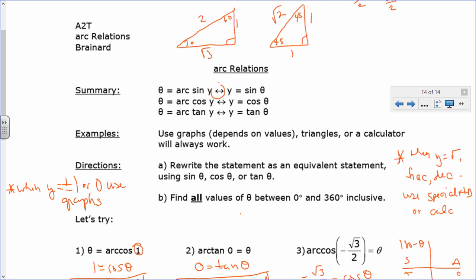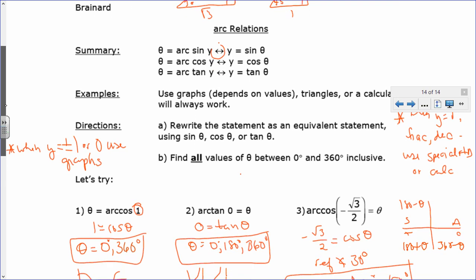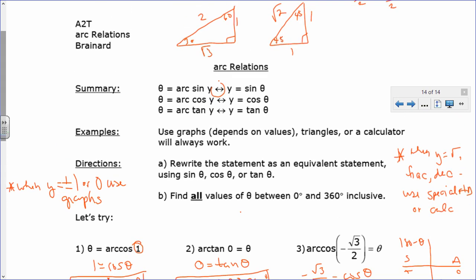The arc stuff is like when you use your calculator and you do the second sine, second cosine, or second tangent. Sometimes we use the graphs, depending on the values, or the triangles, or the calculator will always work. But I use the graphs when y is equal to plus or minus 1 or 0. And when I have a radical, a fraction, or a decimal, I would use the special right triangles or my calculator, depending on what kind of fractions and decimals I have.